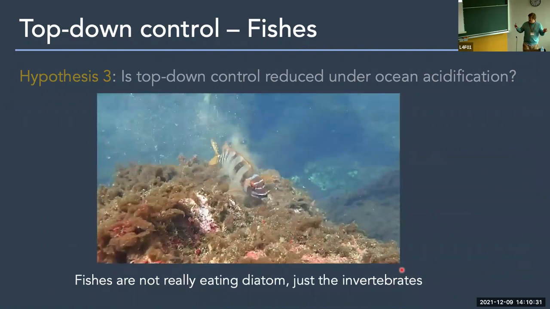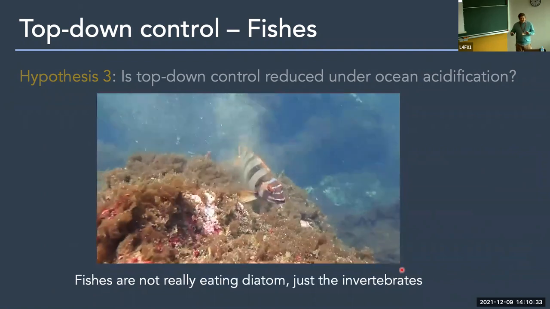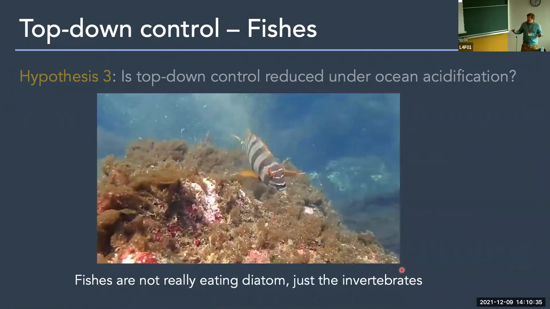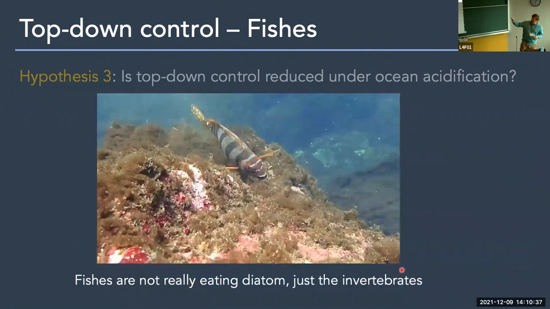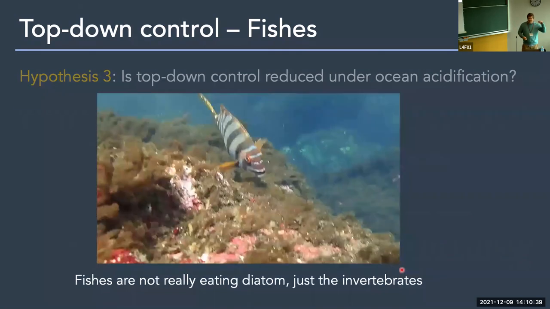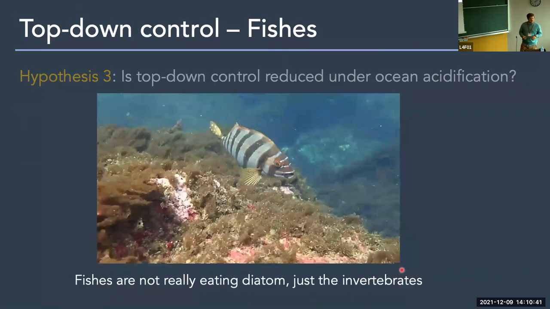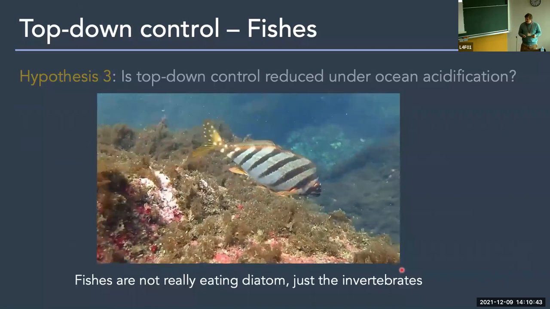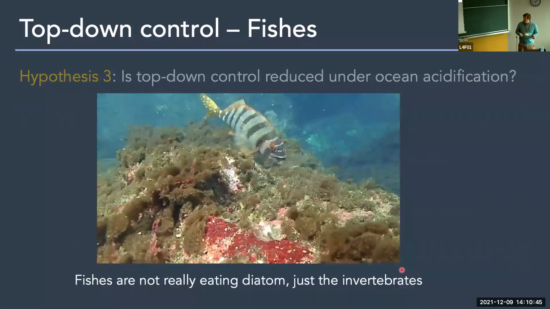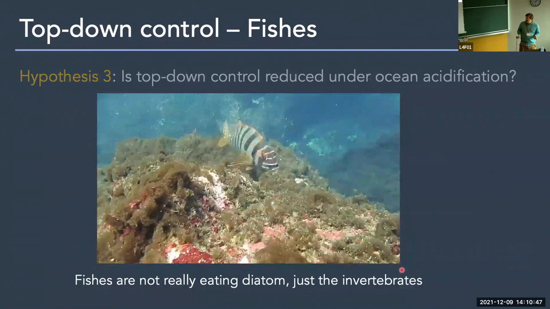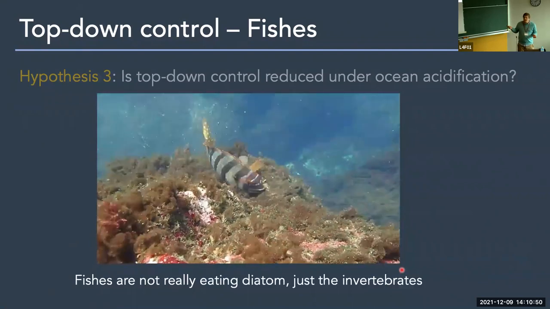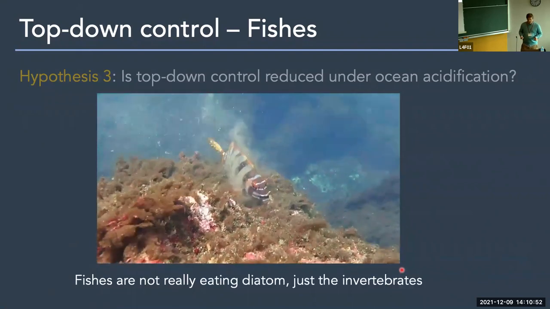So this is probably my favorite species, I'll be honest. It's probably not helping, because you can see that you've got really turbid conditions where it's just launching turf algae and diatoms into the water. But you can kind of imagine how, clearly, even with fish, there's not going to be that many fish that are actually grazing.